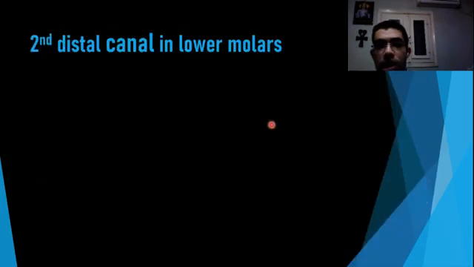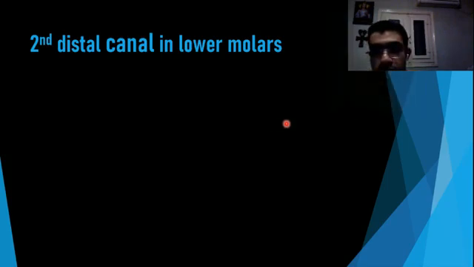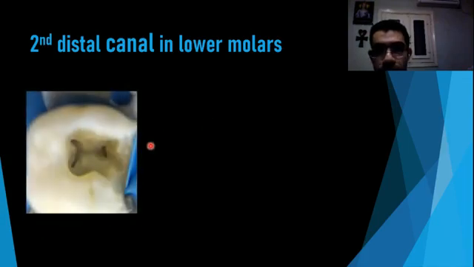The second extra canal that we will talk about is the second distal canal in lower molars. In many lower molars, we can have the second distal canal, so we have a molar with 4 canals. But of course, I will not talk about this case because it's very easy. I will talk about a little bit harder case.